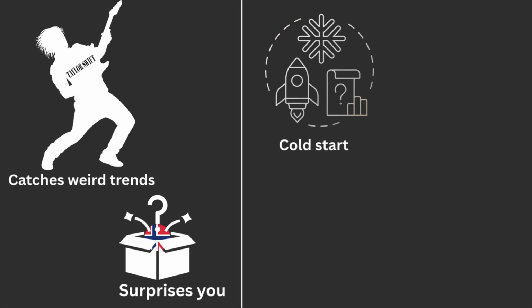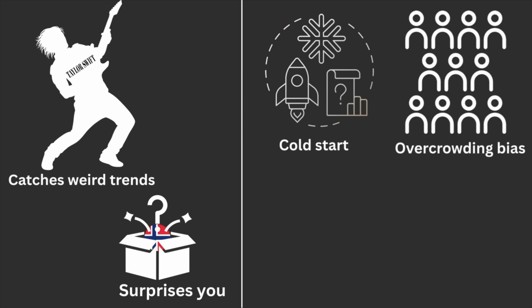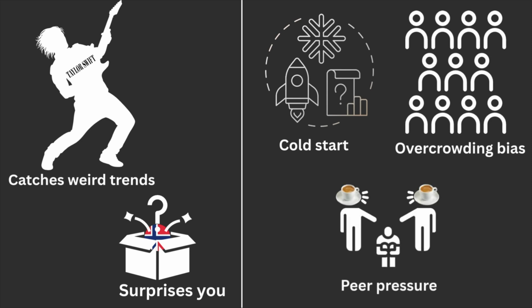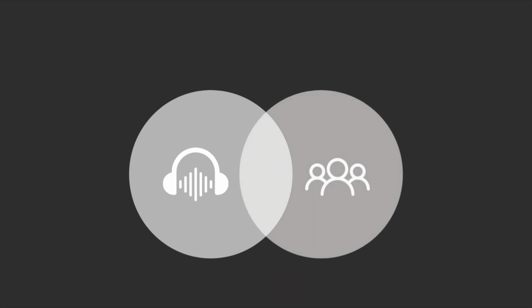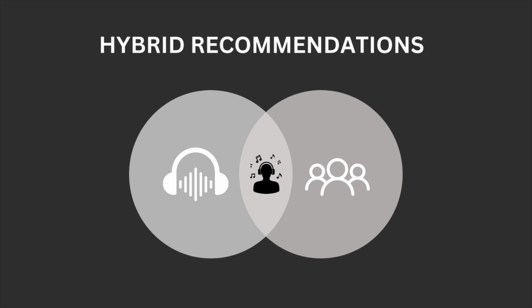However, it deals with several issues like the cold start problem. This is when the user is new and hasn't listened to many songs yet. It tends to create an overcrowding bias. Like, oh, you like one indie song? Well, time for 40 weeks of Billie Eilish. And finally, it's also susceptible to peer pressure. Since everyone else is listening to Espresso, now you will like it too. So, what's the truth? Spotify doesn't pick sides. It uses both methods. Because why not? Content based nails the sound, and collaborative filtering nails the vibe.